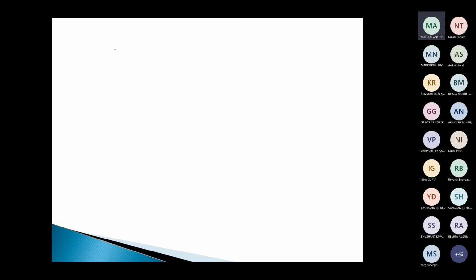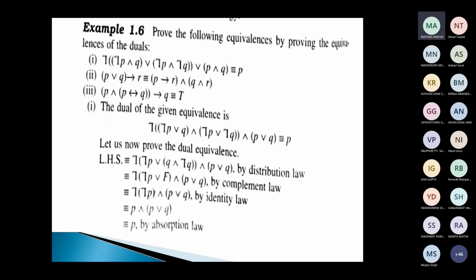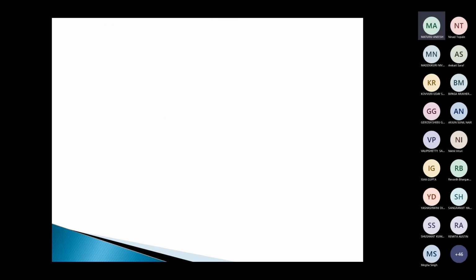Can you show the question? I'll write that, no problem. (P ∨ Q) → R is equivalent to (P → R) ∧ (Q → R). I asked you to prove all these things. You remember? I told you I'll ask you in the next class. Sure. We need to prove this here: (P ∨ Q) → R is equivalent to (P → R) ∧ (Q → R).